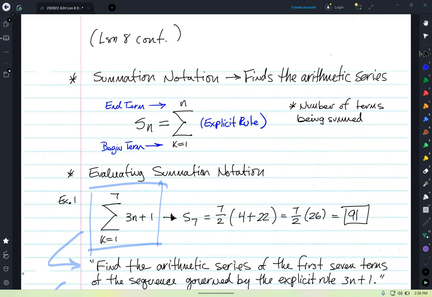What can't you see? Wait, I'm writing in the upper right. Oh, the number of terms being summed. So confused. It can go like this: n minus k plus 1.